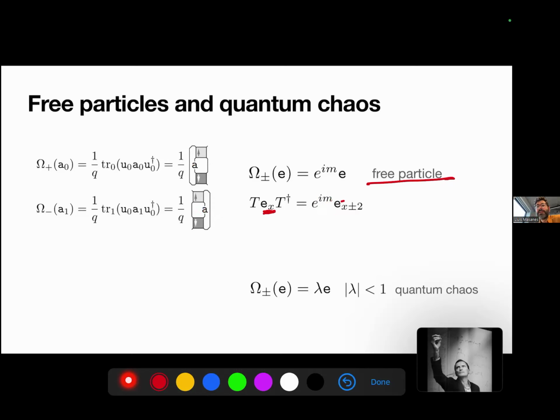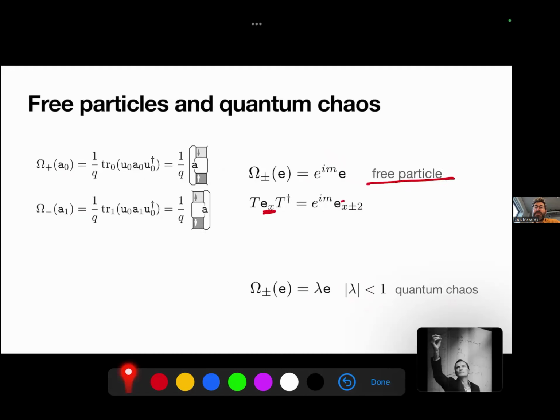If you give me a dual unitary circuit, I can construct this completely positive map, and I can find the eigenvalues and eigenvectors of each of the two maps. The eigenvalues that have unit modulus correspond to these free particles, and the eigenvalues that have modulus smaller than 1 correspond to quantum chaos.